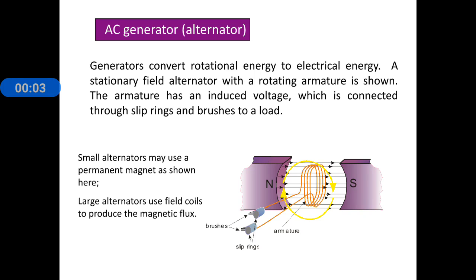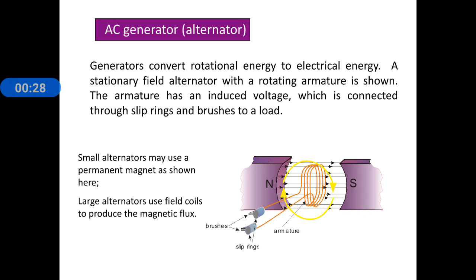AC generator or alternator. AC generators are called alternators because they produce alternating voltages or alternating current. An AC generator converts rotational energy to electrical energy, that means mechanical energy is converted to electrical energy.